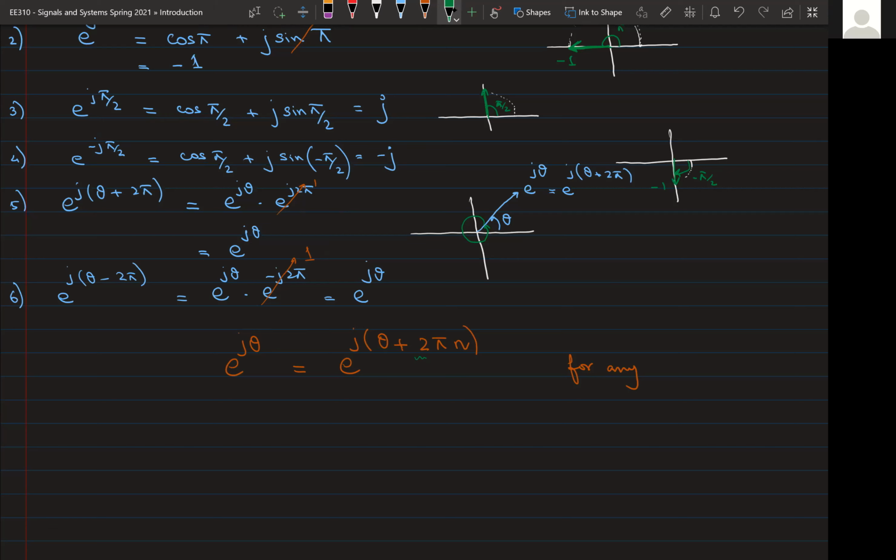Yes, sir. If I had a pi times n, then this would have held true only for n being an even number. But since I have a 2 pi n, regardless of what n is, as long as it's an integer, it's always going to be a multiple of 2 pi. I'm always going to be adding a multiple of 2 pi. So this holds true for any integer n.